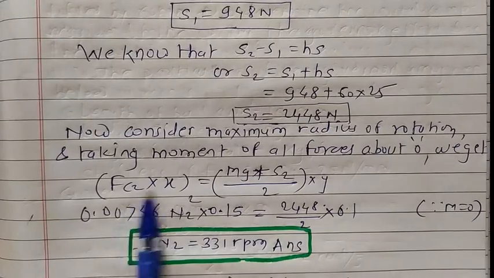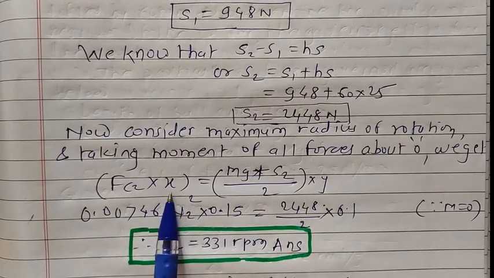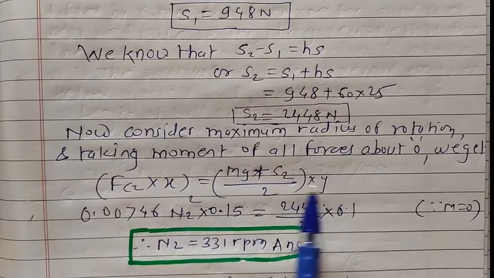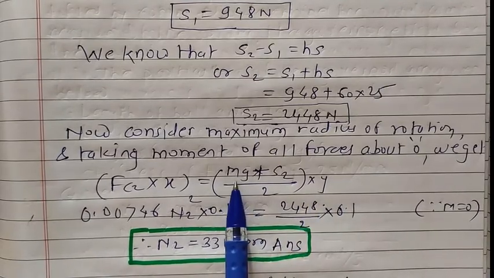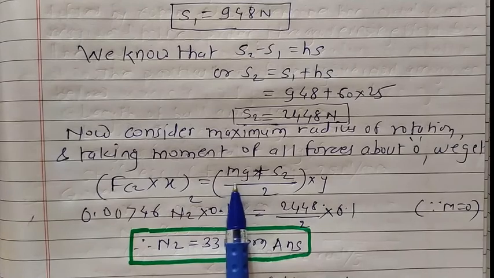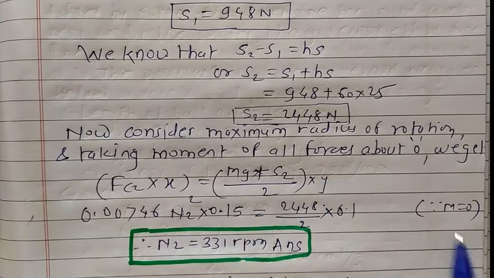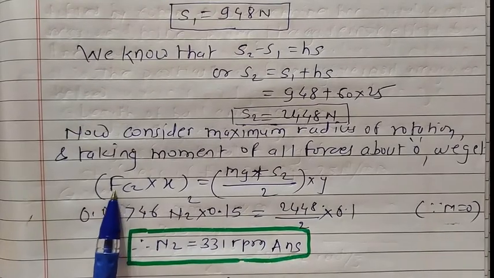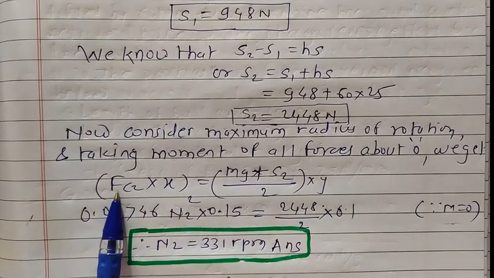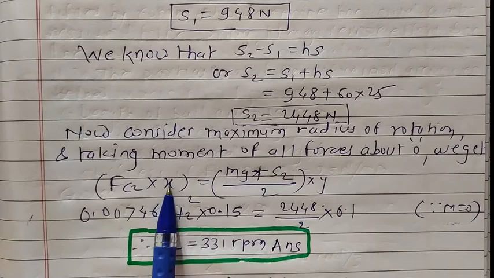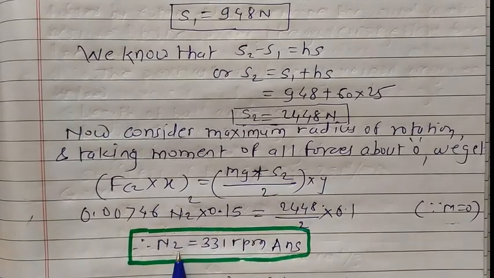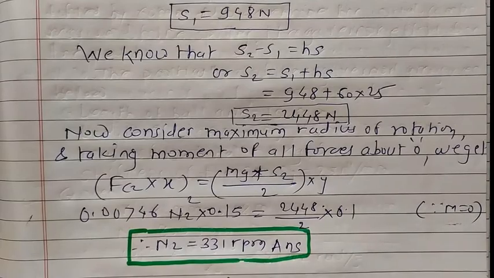In this way we get the relation Fc2 multiplied by x equals (mg plus S2) divided by 2 into y. The mass of the sleeve is not given, so just consider that as 0. Fc2 is already with us, and x is already with us, so solve this and get the value of N2. This is the answer for the first question.